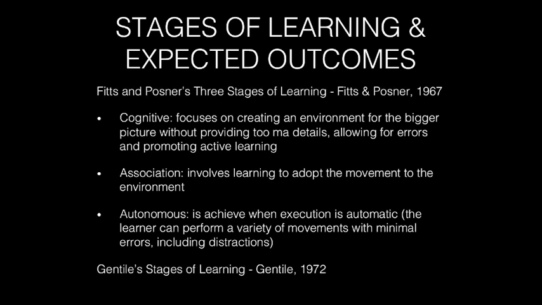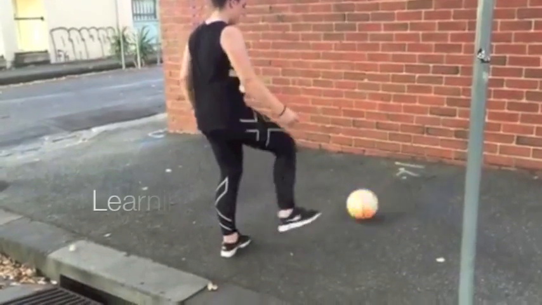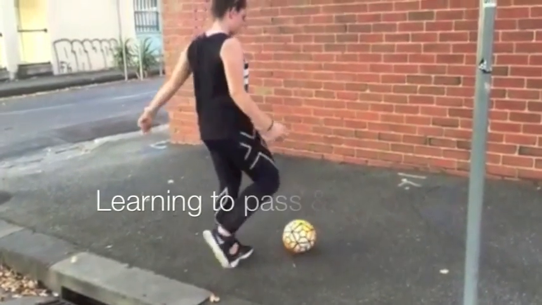Here, I'll go through two theories on the stages of learning and the expected outcomes. According to Fitts and Posner, there are 3 stages of learning, as you can see, and here are examples of each progression. Cognitive, just dribbling in open space. Associative, dribbling around cones, and autonomous, dribbling with the defender.